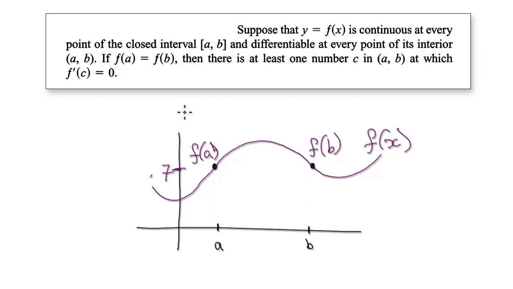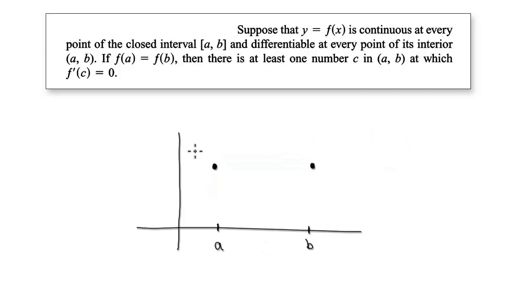So if you have a function where the two heights are the same, it implies that there exists at least one c where the gradient equals 0. In our case, the gradient equals 0 right here. There must be a c somewhere in between a and b where the function is flat, where the gradient is 0. So hang on, let me give you another one. Let's look at this function here.